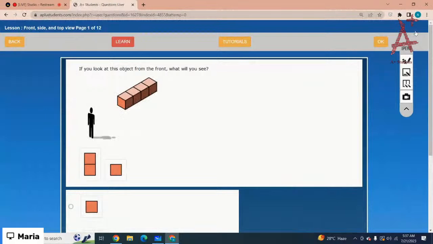If you look at this object from the front, what will you see? So which is the front view? This one, the one with one tile. So option 1 is the correct option.